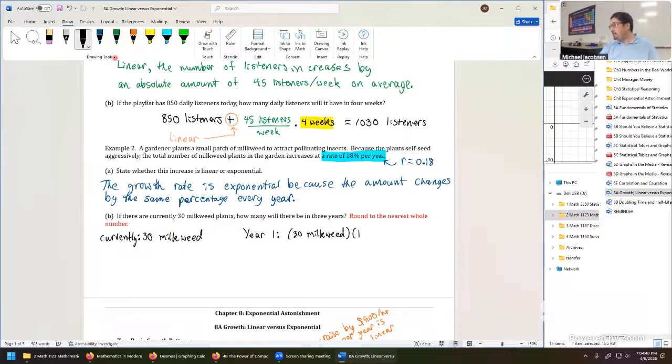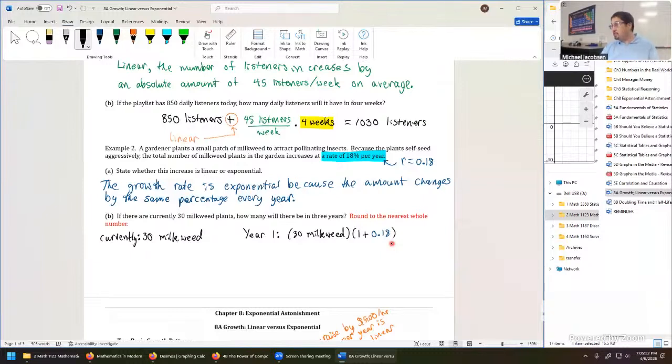And we multiply this by 1 plus 0.18. In other words, we're multiplying by 1.18 or 118% if something's growing at a rate of 18%. This might give you a sense of deja vu. We've done something like this very similarly before.